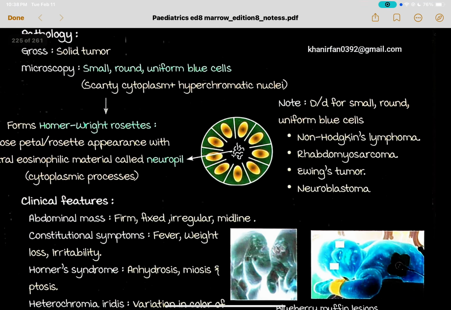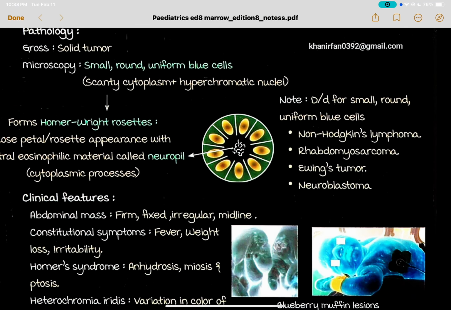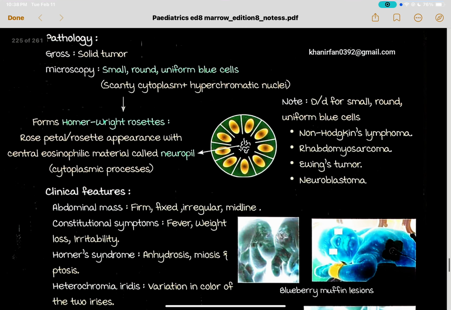Pathology: a solid tumor of small round uniform blue cells with scanty cytoplasm and hyperchromic nuclei, which form Homer-Wright rosettes. This is a rose petal rosette appearance with central eosinophilic material called neuropil, made of cytoplasmic processes. The differential diagnosis for small round uniform blue cells is non-Hodgkin's lymphoma, rhabdomyosarcoma, Ewing's tumor, and neuroblastoma.